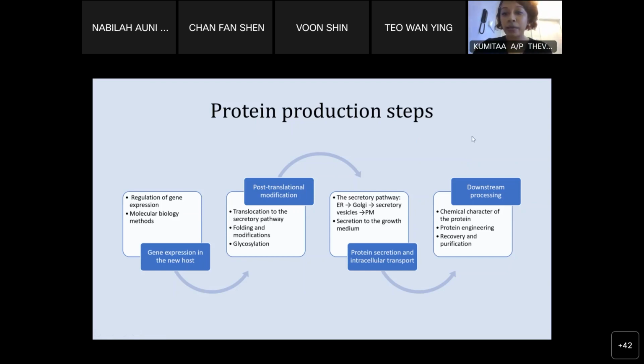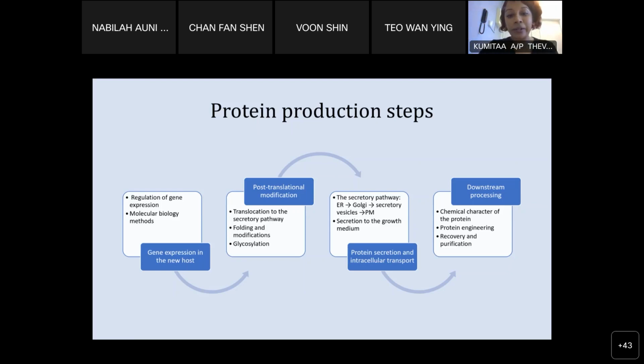So we did learn that in bacterial systems, bacteria is not exceptional at post-translational modification, which does mean that you may get a slightly different protein structure or protein function from its initial purpose. So when we talk about post-translational modification, certain portions that are important to think about are how it affects your folding, how it affects translocation, and how it affects glycosylation.